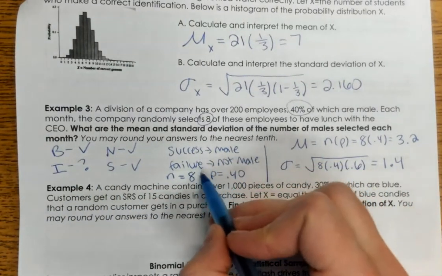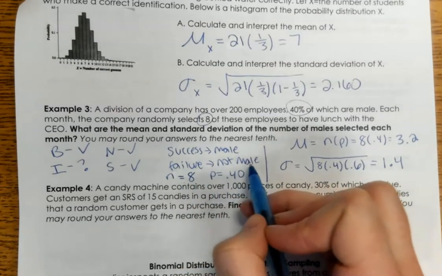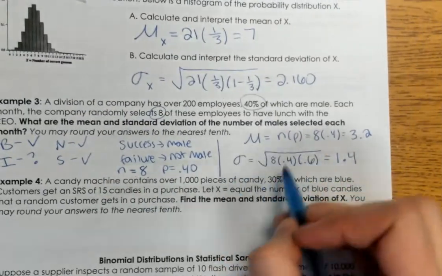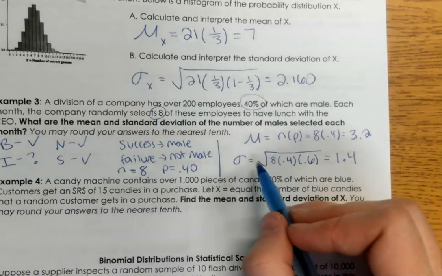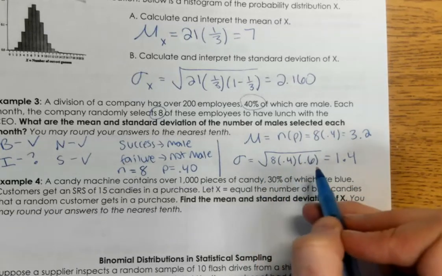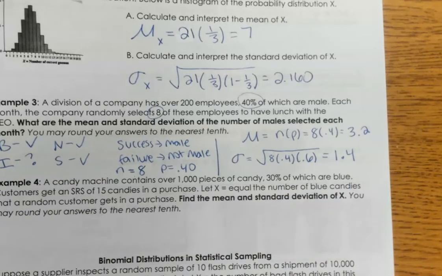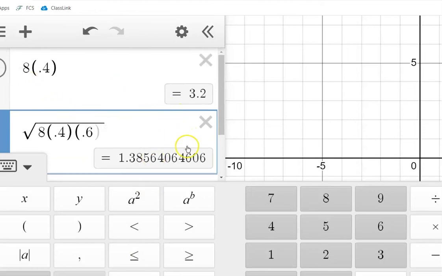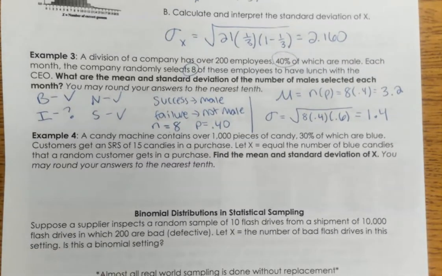All right, so we have our success and our failure, our N and our P. Success is selecting a male, failure is selecting not a male, N is 8, and P is 0.4. So I went ahead and plugged in the formula here. The mean is N times P, and I got 3.2. And then the standard deviation formula is the square root of N times P times 1 minus P. I went ahead and just put in the 0.6 because I know that's what has to add up to 1 with 0.4. So just to show you my two calculations, here they are, 3.2 and 1.4. So to round to the nearest tenth. All right, go ahead and try number 4.